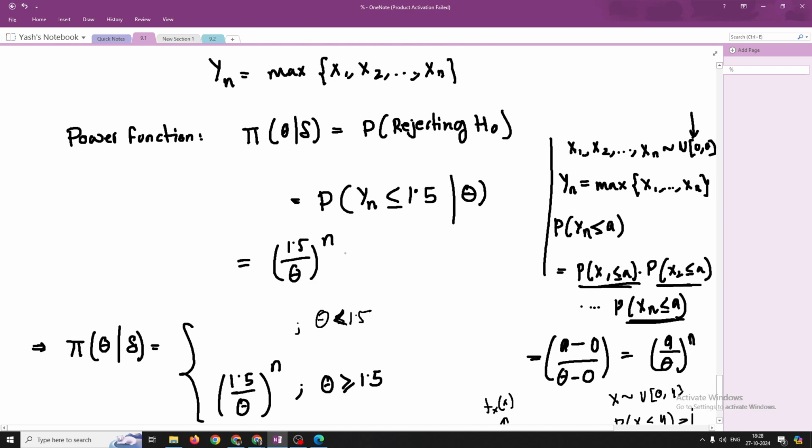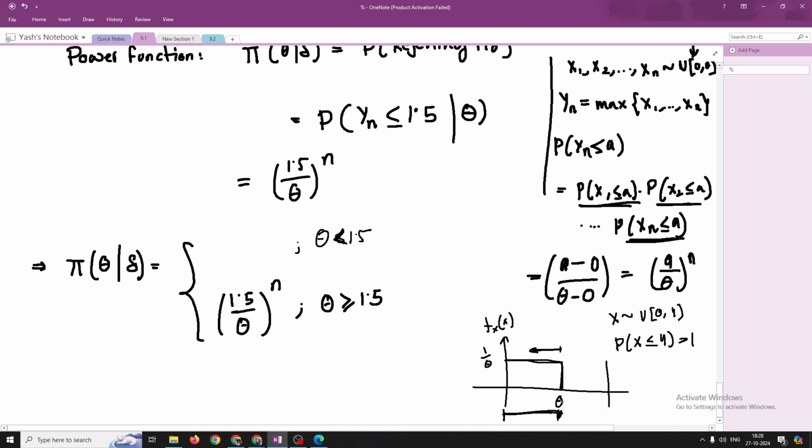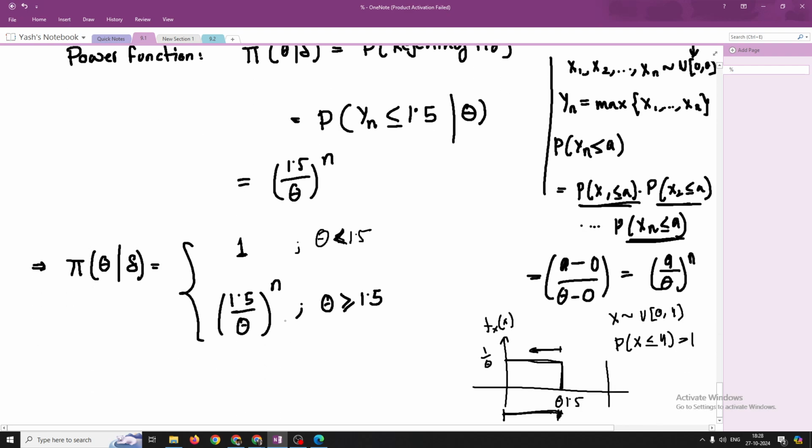our maximum value will always be less than 1.5, because in this case the upper limit is 1.5, or it is something which is less than 1.5. So we'll always get a value that would be less than 1.5. So that probability is just 1. And if theta is greater than 1.5, then we have this thing. But if it is less than 1.5, then we have this thing. So I hope this was clear.